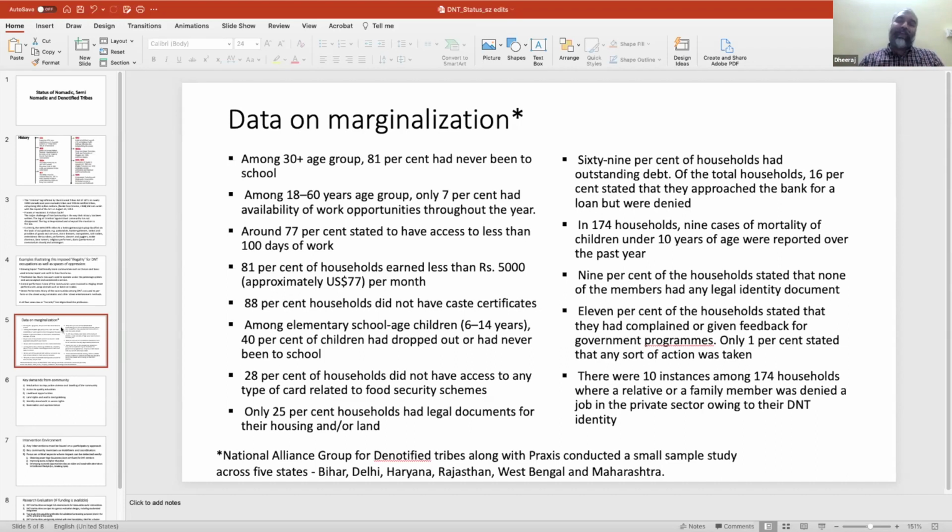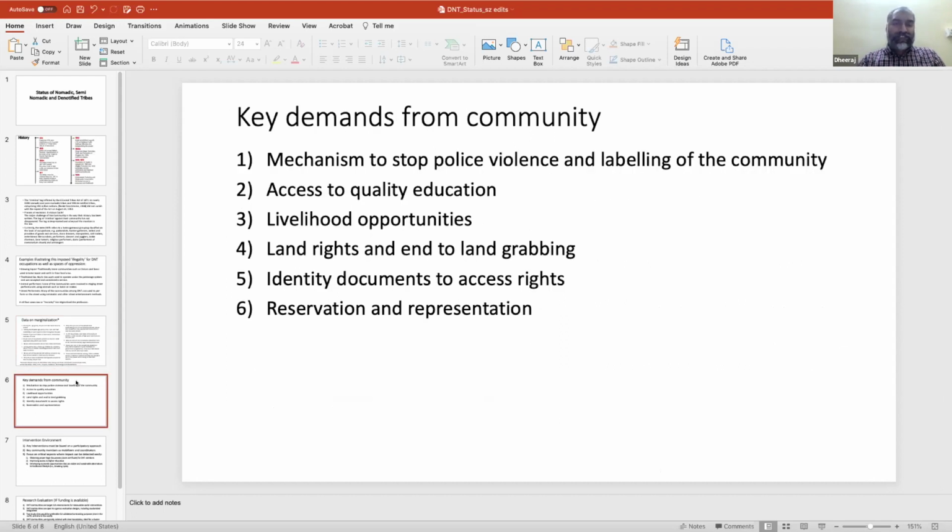And if you look at their interface with the private sector, we see that there were at least 10 instances where any attempt to reach out to the private sector for job opportunities was denied because of their very identity. So these are the kinds of marginalizations that we can see clearly are being faced by the community. Moving further, if we look at some of the core demands from the community side, first is having a very clear institutional mechanism to stop police violence as well as the labeling of the community. Second is with regard to access to quality education.